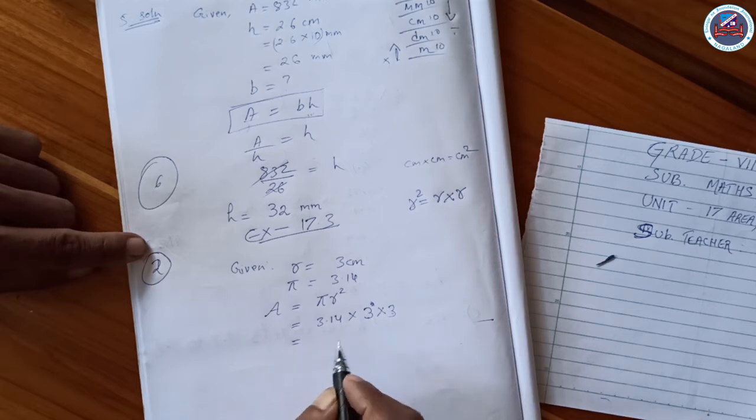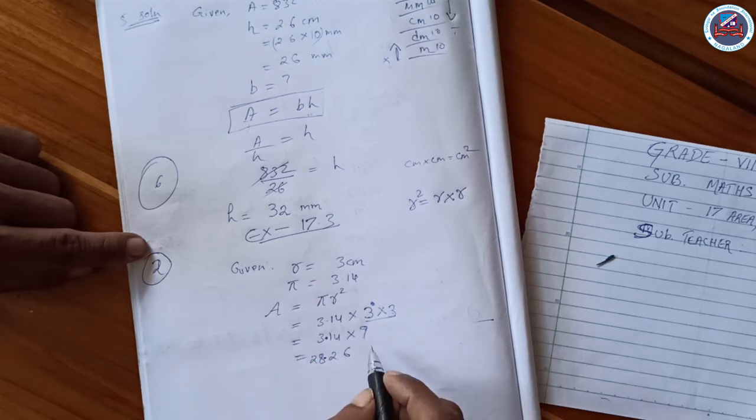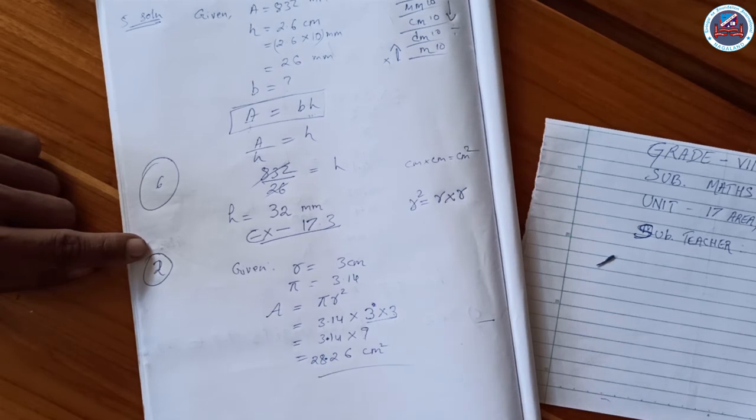3.14 times 3 times 3, 9. Multiply these two, what will you get? 9 4s are 36, 3 in hand, 9 1s are 9, 12, and 9 3s are 27, 28. So 28.26. Since it is area, centimeter square. That's it. The rest you can try.